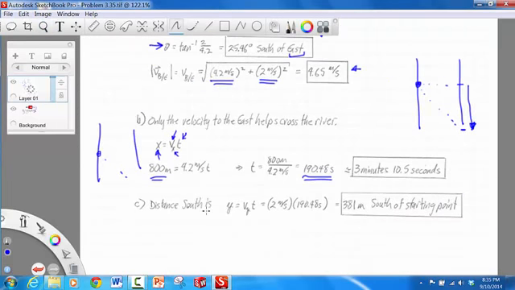So I can kind of say the same thing. The distance south then is y, the velocity in the y direction times time, so that's 2 meters per second. And then the t, I just took that from my previous part b answer up here, multiply those together, and I get about 380 meters south of my starting point.